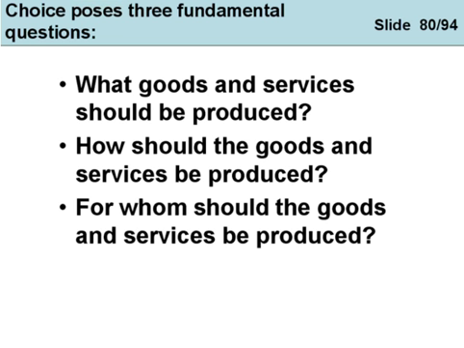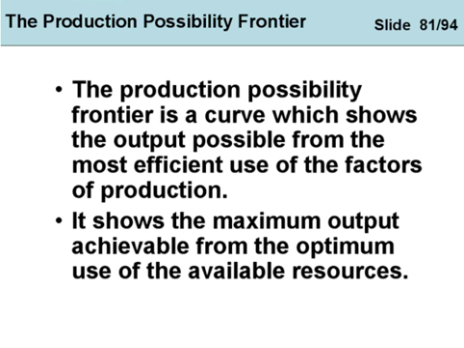To get at the choice problem, let's look at something called the production possibility frontier. This is a curve. It's a diagram. It's a curve which shows the maximum outputs, the most efficient outputs from the combination of the factors of production. Let's look at a table which I'll illustrate it. This is a table which relates the production of guns to the production of butter.